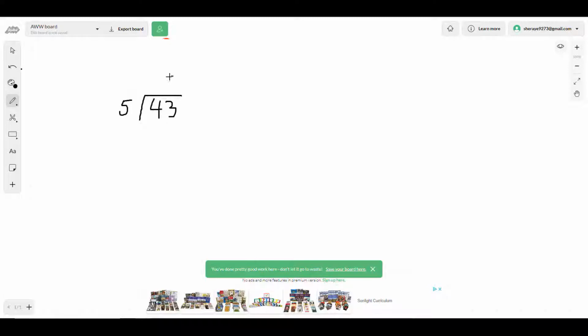5 goes into this 8 times, minus 40. Now, this is what we do when we're going to do our remainder as a decimal. Let's subtract. Now remember, we would usually say 8 remainder 3 or 8 remainder 3/5, but now we're using decimals. So what we're going to do is add a decimal here, and a 0. We're going to bring this down. Now we have 30. 5 into 30 would be 6.